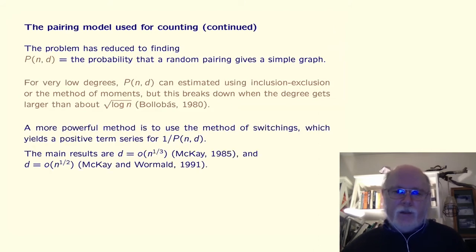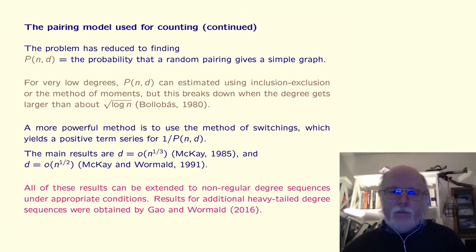To go further, you can use the method of switchings. And the method of switchings gives you, instead of an alternating series, a positive term series for the reciprocal of the probability. And I did that in 1985 up to o(n^(1/3)), and with Nick Wormald up to o(n^(1/2)) in 1991.